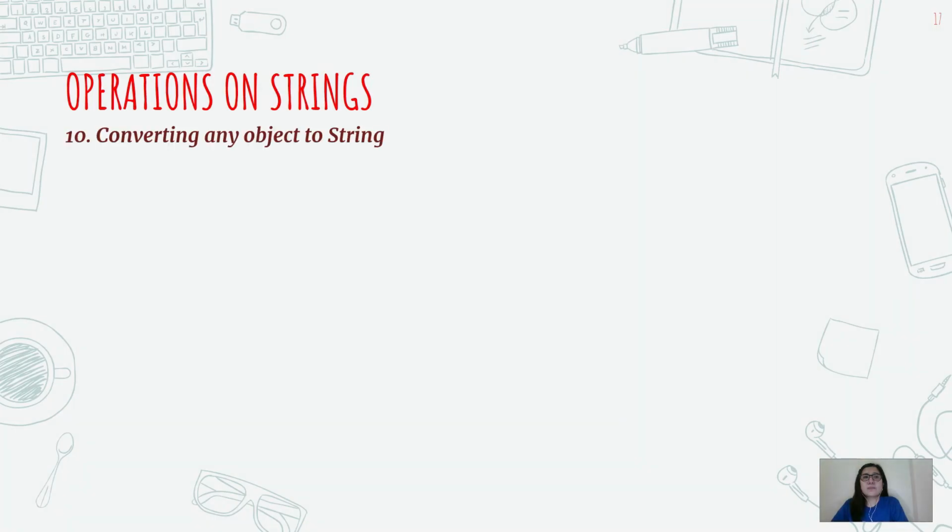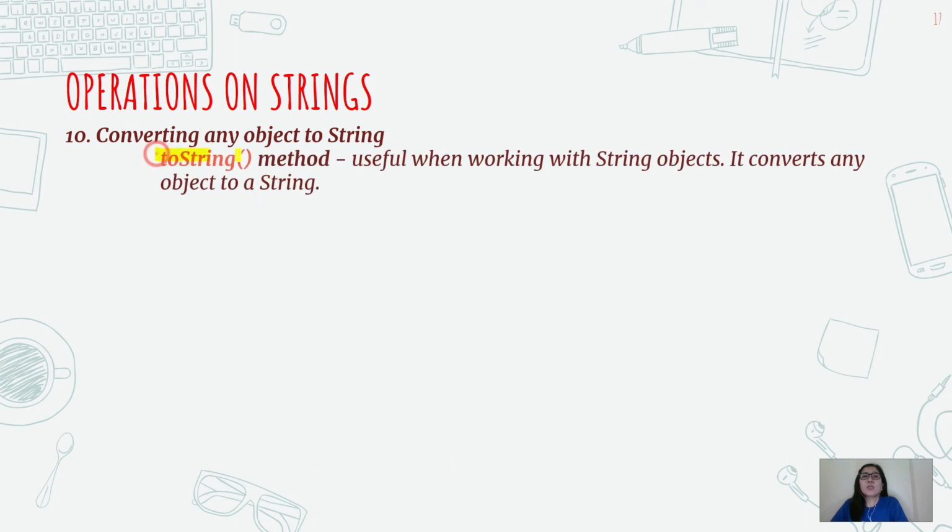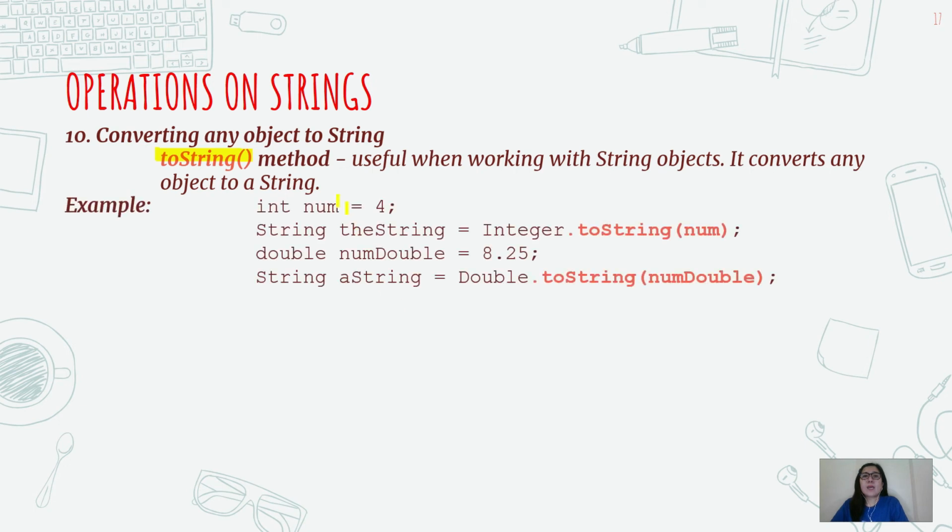Next, converting any object to string. So, we can convert also objects to string. So, some sort of integer or double, pwede rin natin siyang i-convert to string. How? So, we use the toString method. It is useful when working with string objects. It converts any object to a string. So, we have here num, which is 4. So, gagamit lang tayo the keyword string, and then the name of the variable is equal to integer dot toString, and then yung variable nung integer.